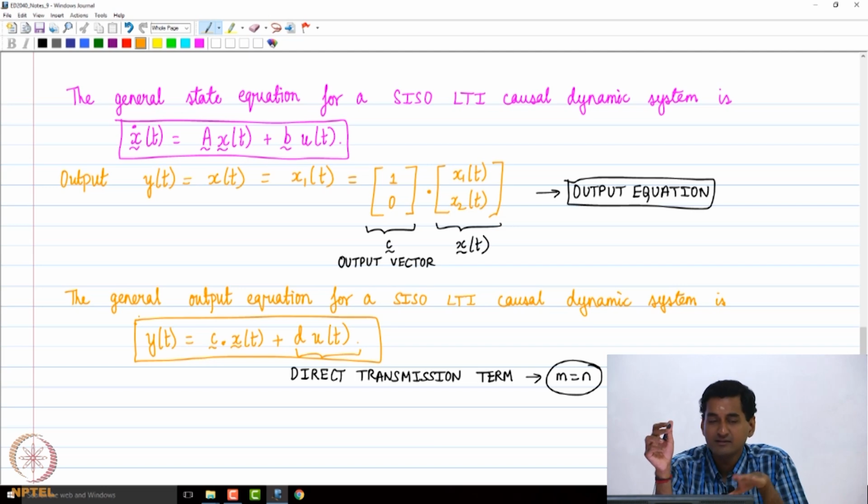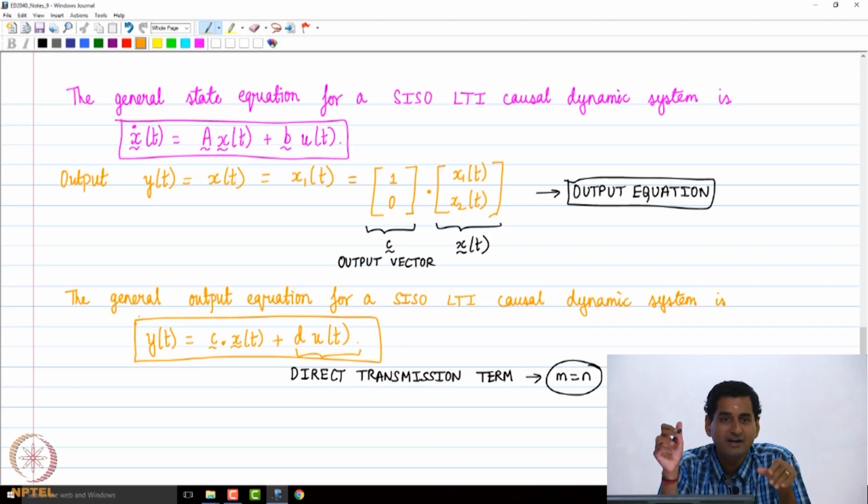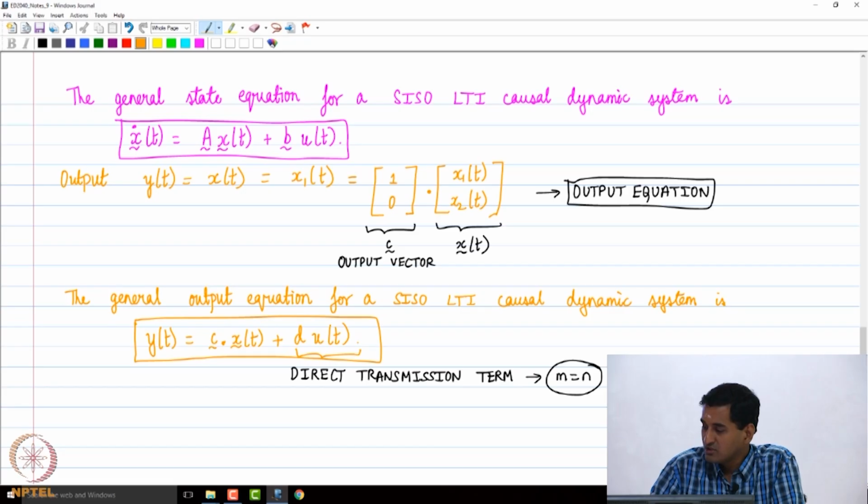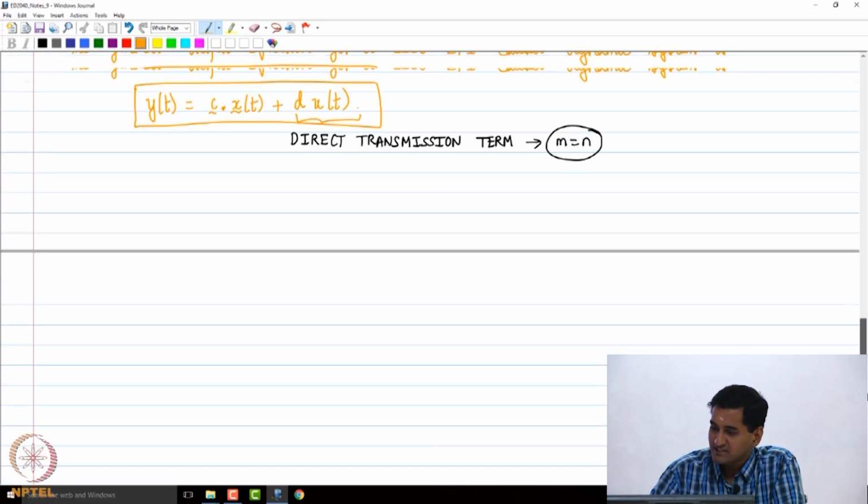Similarly, here the direct transmission term essentially implies the term that is directly affecting the output through the input, right, and c dot x comes from the dynamics of the system. Okay, so, that is the interpretation that we have. Okay. So, this is the output equation in general.